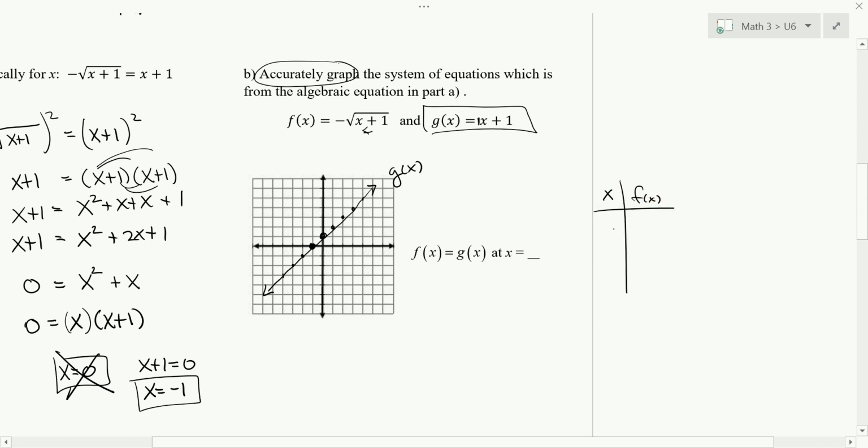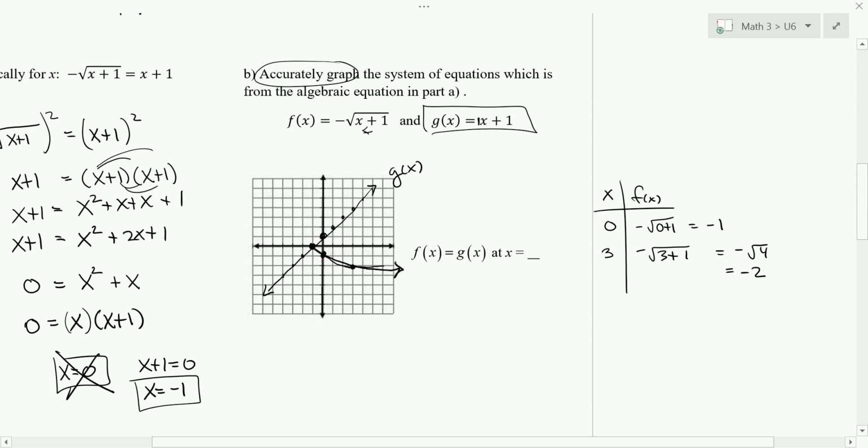Let's try 0. That gives us -1 for an answer. So 0, -1. And what would another good x value be? 3. So negative square root of 3 plus 1 is negative square root of 4, or -2. So at 3, -2. So this thing is moving down and to the right, like that.